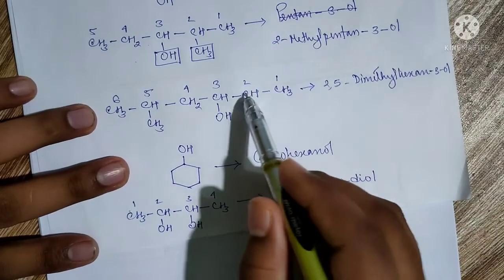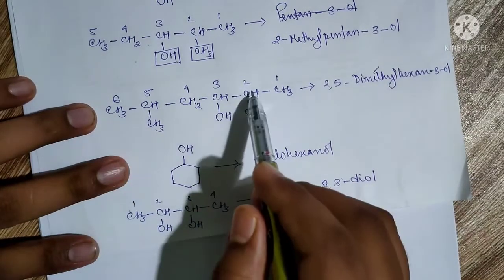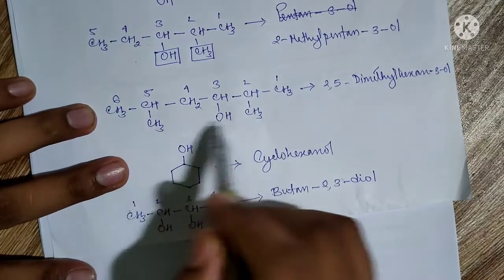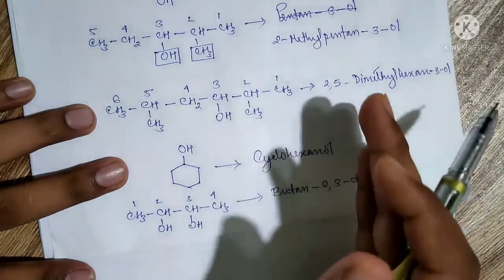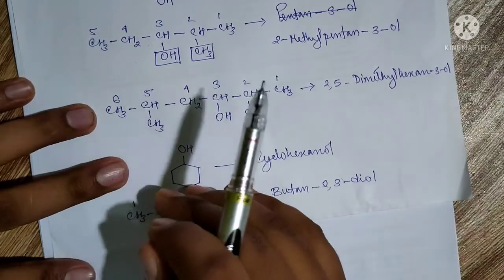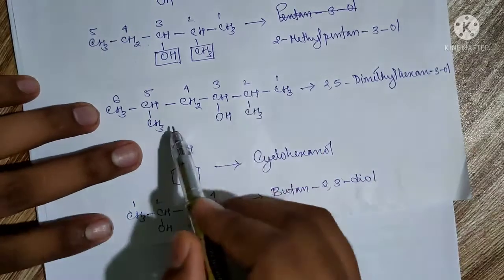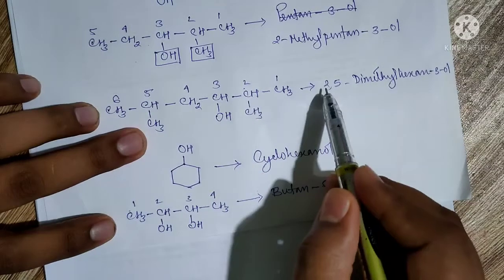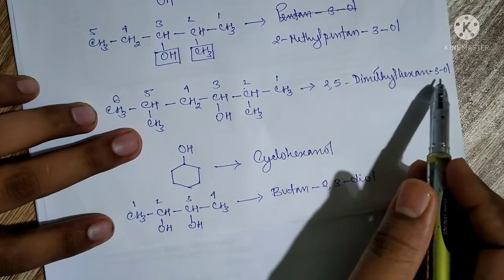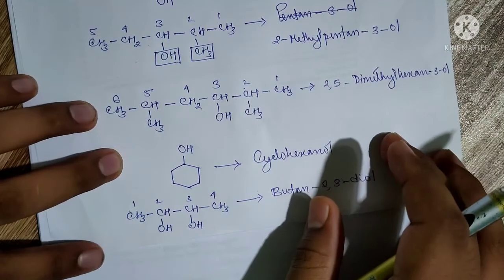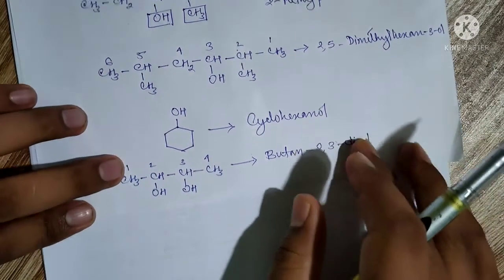So now 1, 2, 3, 4, 5, 6. In the 2nd position and 5th position, there are 2 methyl group substituents present, that means their name has to be written before the name of the parent chain. So what will be the name? Since there are 2 methyl groups, 2,5 dimethyl hexane 3-ol. Okay, 2,5 dimethyl hexane 3-ol.